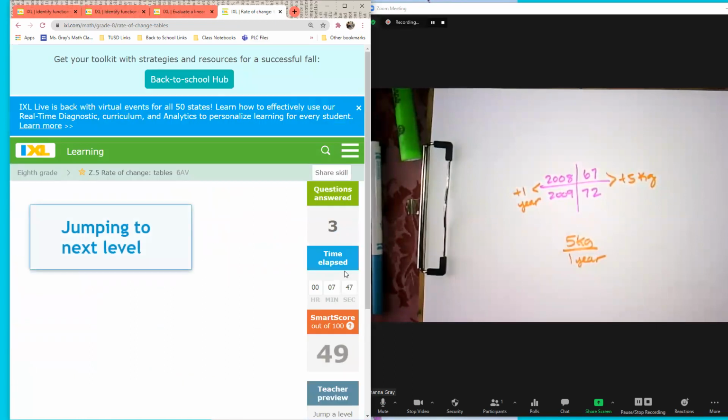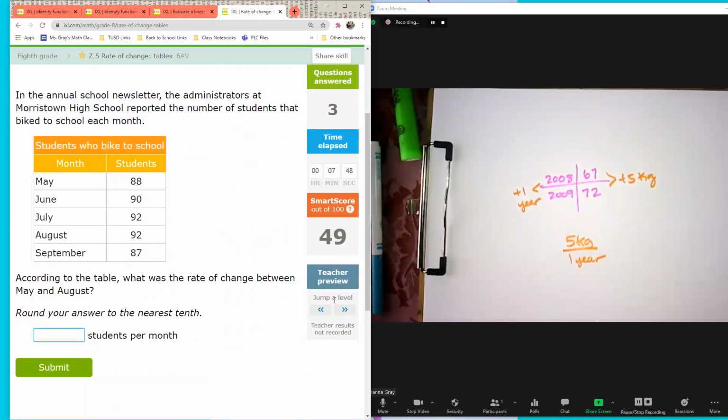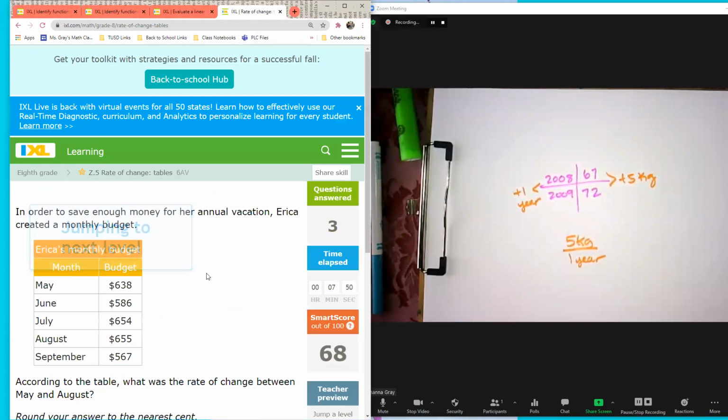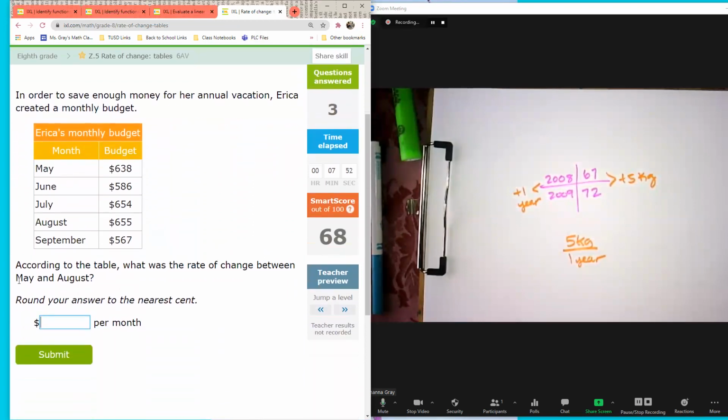Let's jump forward and see. So basically it stays the same. So again, they're just asking like May to August here. So you'd be looking at 638 to 655, which is going to go up, you know, by a certain amount, 17. But it's still that same idea. And then how many months there are between May and August.